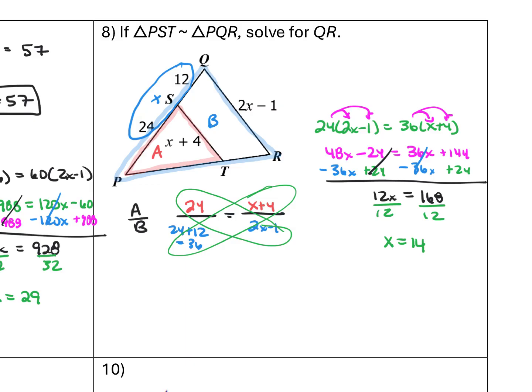All right, so again, I've got to go and look at what they want. Well, they want QR. They don't want x equals 14. So I got to find QR. All right, so QR is this guy, so 2x minus 1. So I'm going to say 2x, x equals 14, 14 minus 1. Well, 2 times 14 is 28. 28 minus 1 is 27. So QR is equal to 27.